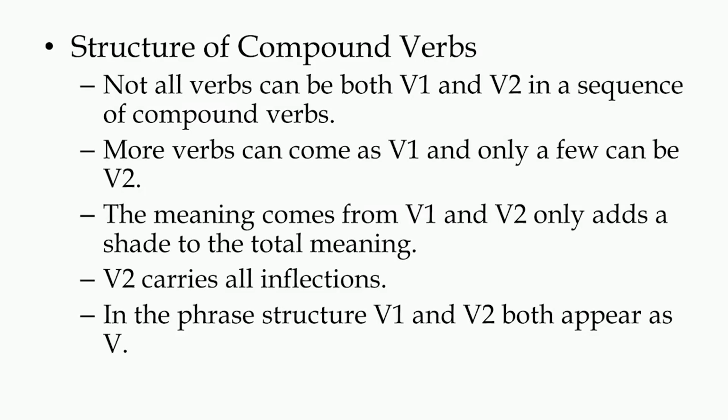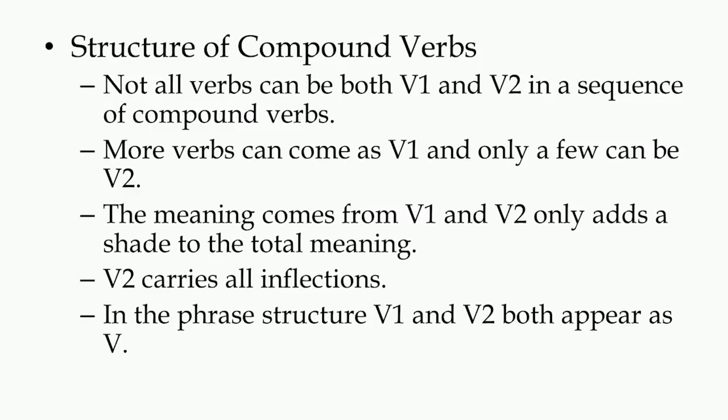That's not allowed. What it means is only a certain number of verbs are allowed to come together and form the combination we call compound verbs. Why? We don't know much about it, and to know more about this, you need to look at literature available in the field. What we also find is that more verbs can come as V1 and only a few can come as V2. So we see not all verbs can be V1 and V2 both in a sequence of a compound verb.